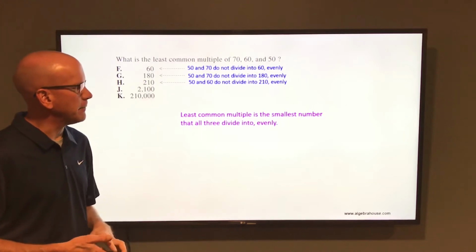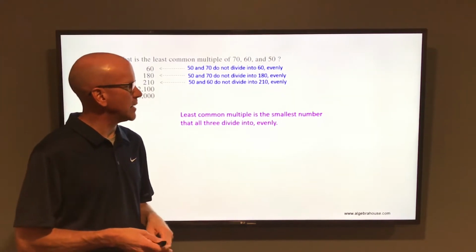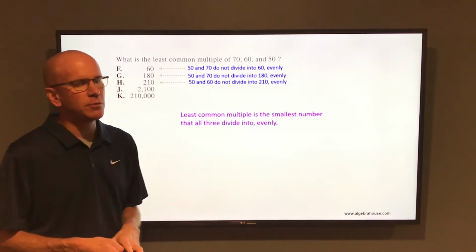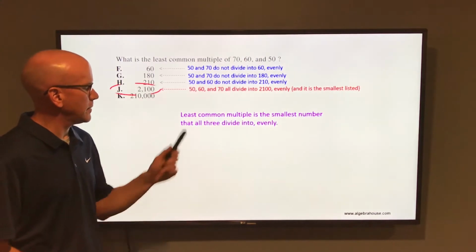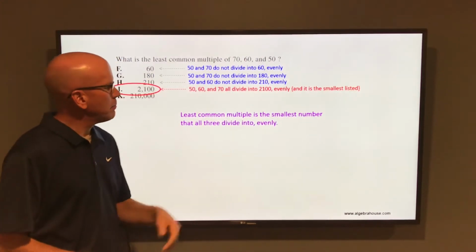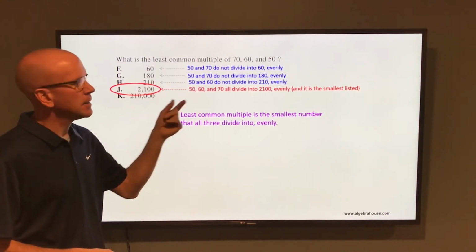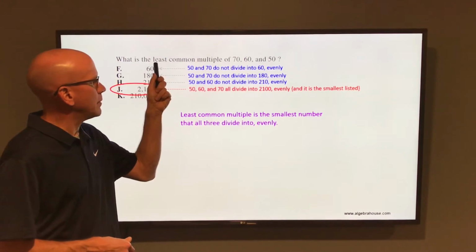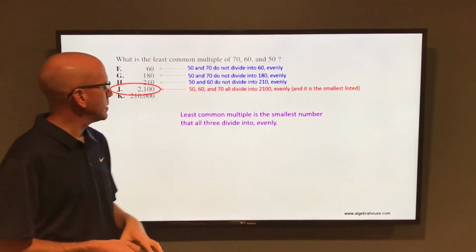How about 210? 50 and 60 do not divide into 210 evenly. 70 does, but 50 and 60 do not. So throw that out. 2100 is the right answer. 50, 60, and 70 all divide into 2100. They also all divide into 210,000, but we're looking for the least common multiple. So the least common multiple is 2,100. Letter J.